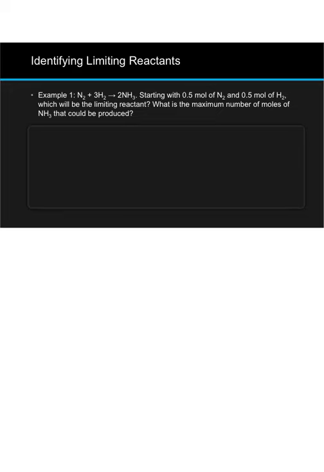So let's work a few more examples together. Again, I'd encourage you to try these before you watch the solutions to see if you can come up with the right answers. Suppose that we react nitrogen with 3 hydrogen molecules to make 2 ammonia NH3 molecules. If we start this reaction initially with 0.5 moles worth of nitrogen and 0.5 moles worth of hydrogen, which one will run out first? Which is the limiting reactant? And based upon that result, what's the maximum number of moles of ammonia that could be produced from this reaction?